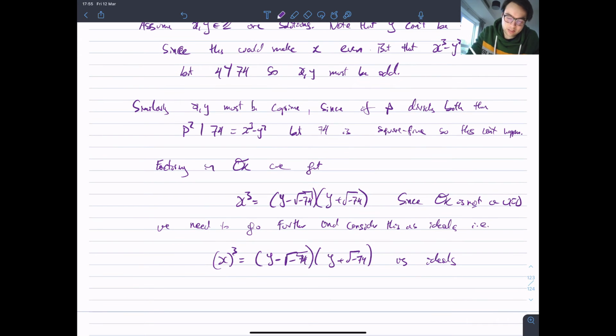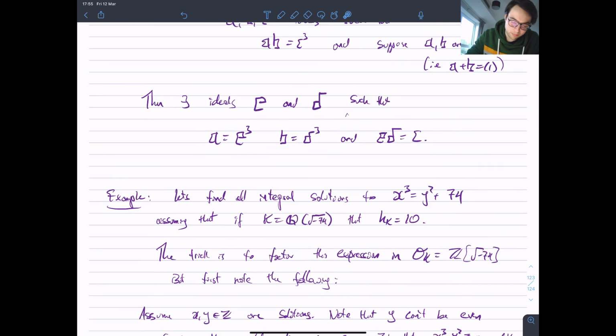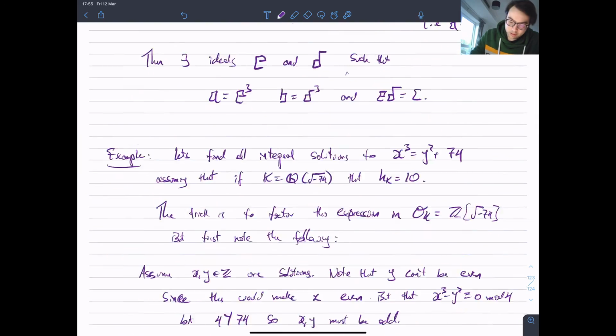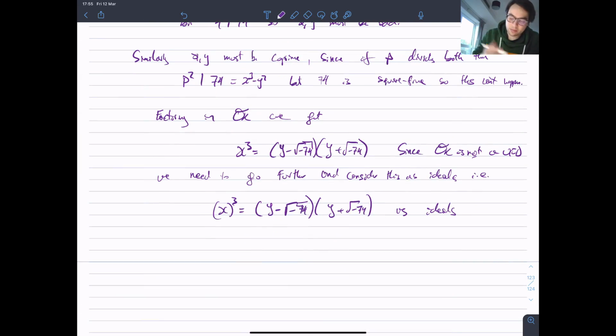Now what I want to say is, because I have a cube here, I want to see if these two elements have to be cubes. So what I want to check is that these two ideals are co-prime. I want to check that the ideal generated by this and the ideal generated by this are co-prime ideals. This is so that I can apply my lemma 5.0.2, because I have two ideals, a times b, which is something cubed. If they were co-prime, then each of them would have to be a cube, which is somehow what we did in the first case. This is following the recipe that we did for the first case.